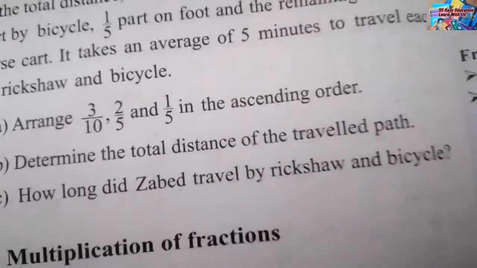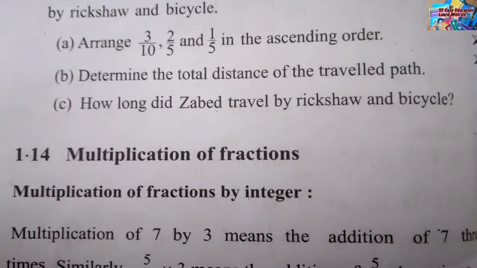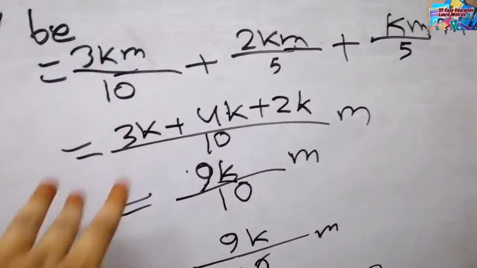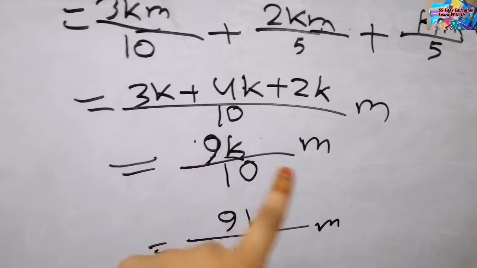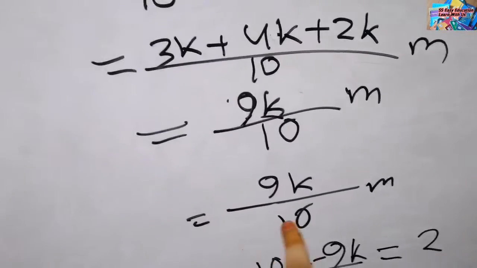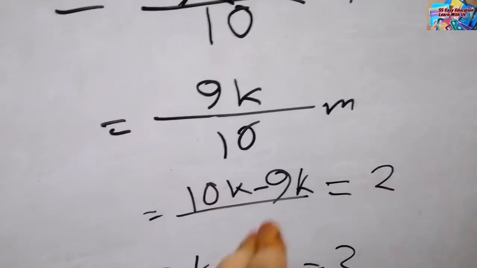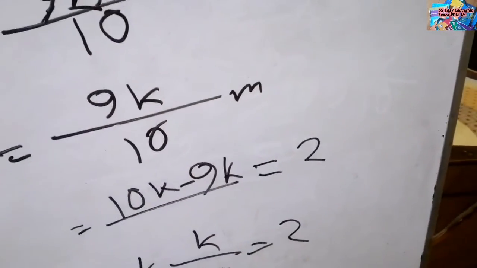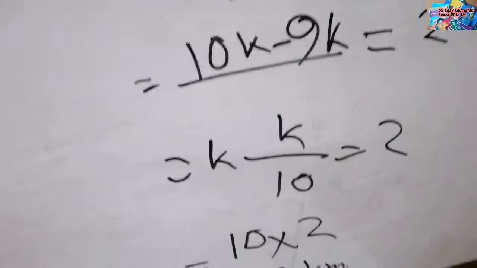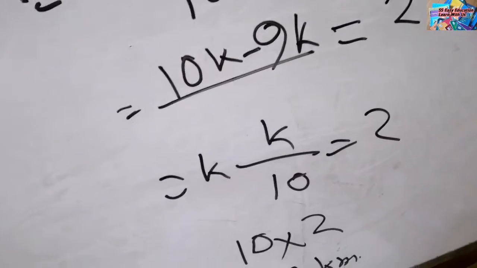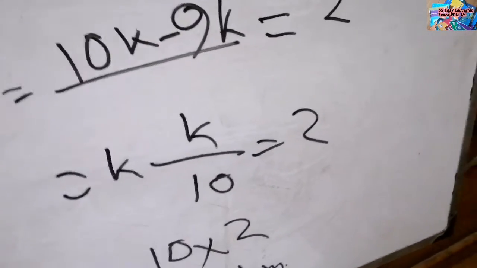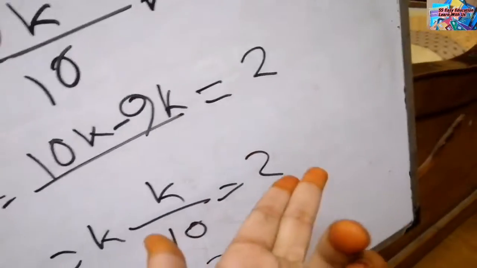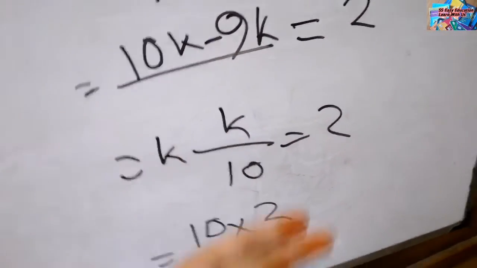Determine the total distance of the traveled path. Okay, so the total distance will be this. First, we add the three numbers here, 3, 4, 2 divided by 10. Then the addition is 9k by 10, so it will be 9k, then 10k minus 9k equals 2. Why did I give the 2? Because they have said that the remaining part by horse cart is 2 kilometers. So we have given 2 here.